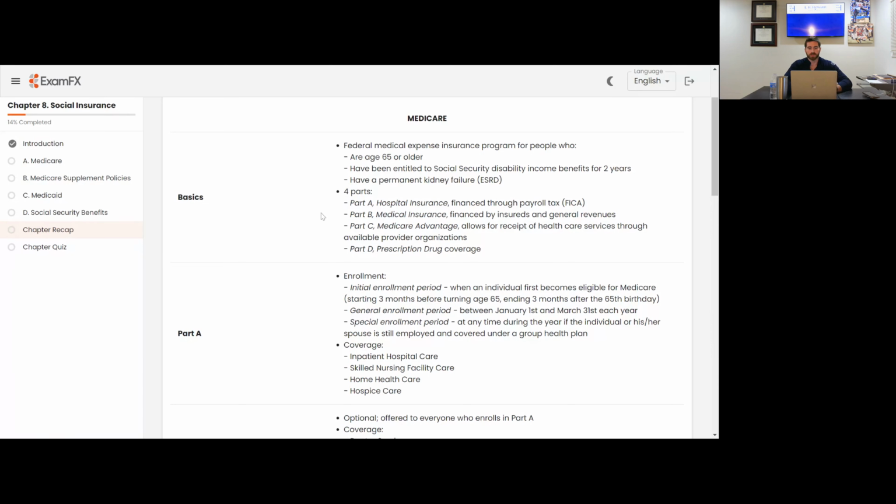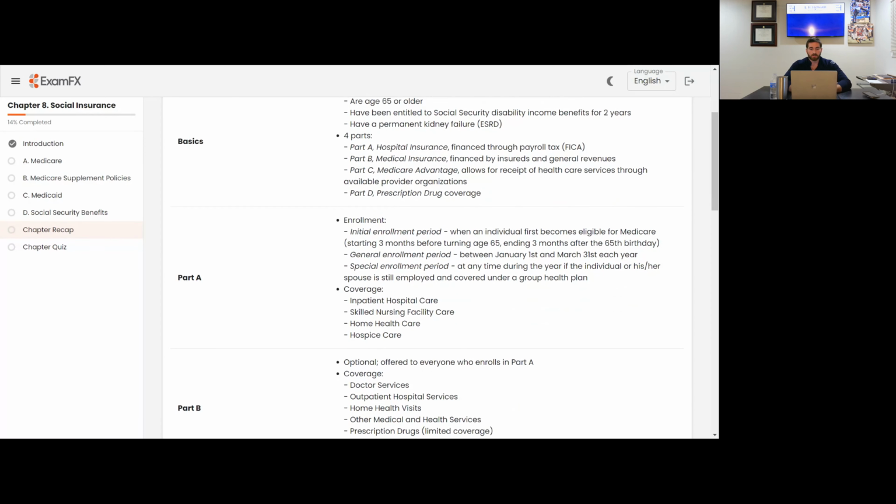So there's four parts. Part A is hospital insurance, which is financed through payroll tax or your FICA. Again, guys, you've worked for 10 years plus, you've paid all your taxes to Uncle Sam. They take that FICA out of your check, and this helps pay for your Social Security and also your Medicare. Part B, medical insurance. This is financed by insureds and general revenues. Part C, Medicare Advantage, allows for receipt of healthcare services through available provider organizations. Part D, prescription drug coverage.